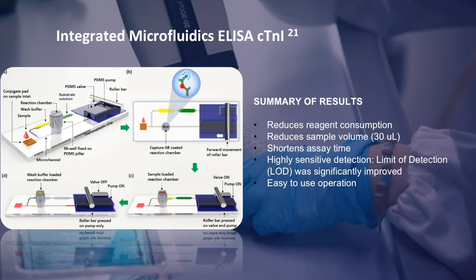enzyme-linked detection antibody. The benefits of using this system are that we are reducing the reagent consumption and reducing the sample volume, because we are only using 30 microliters of blood. The assay time is shortened, and we have a highly sensitive detection where the limit of detection was significantly improved when compared to the conventional ELISA method. It is also an easy-to-use operation.